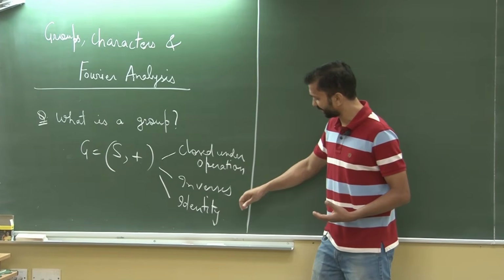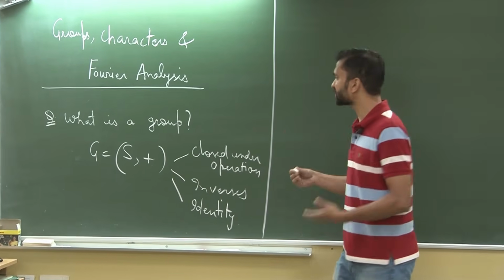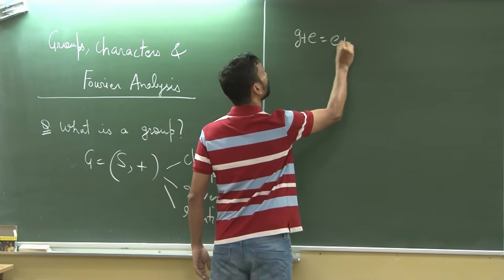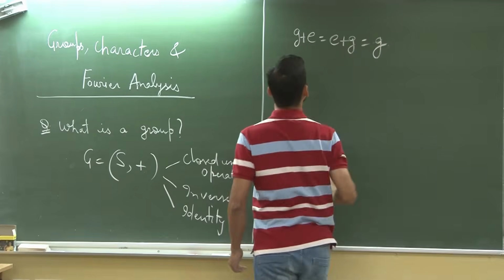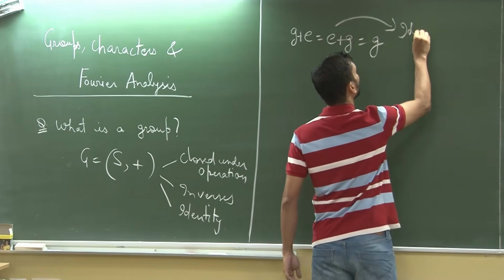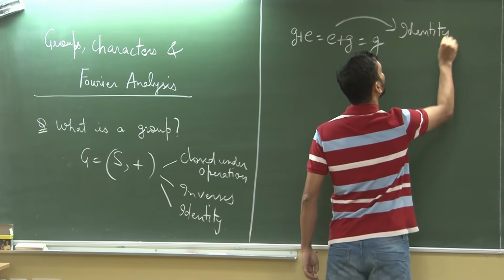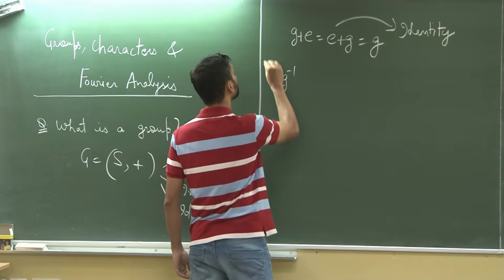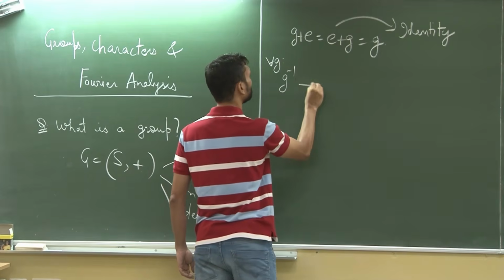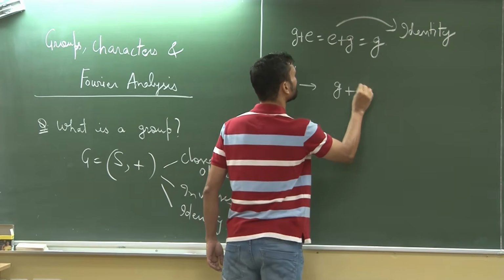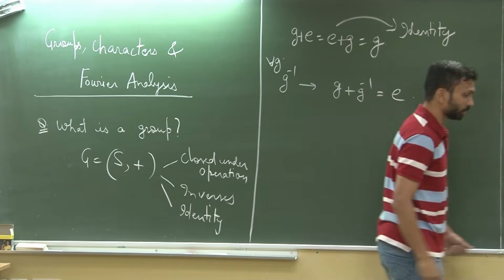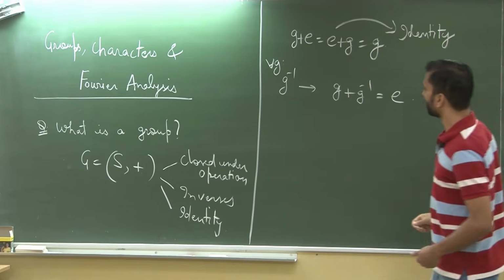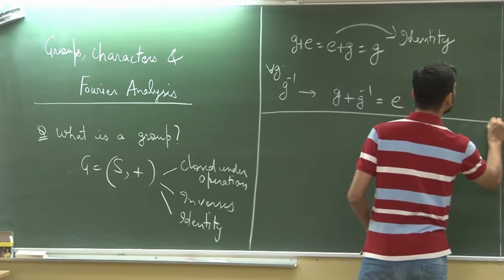For there to exist an identity, that means there is this special element E such that G plus E is equal to E plus G is equal to G. This is called the identity. And then we have inverses, that means there always exists a G inverse for all G such that G plus G inverse is equal to the identity. Great. Since you are already familiar, let's move ahead.